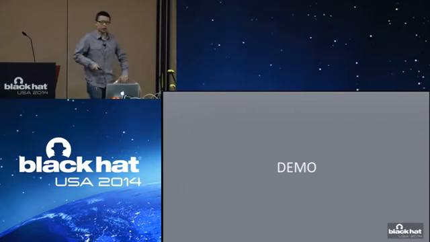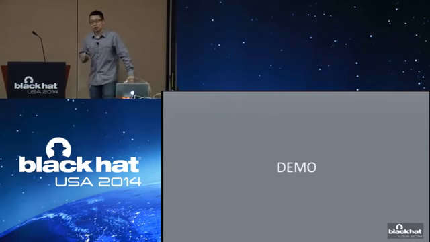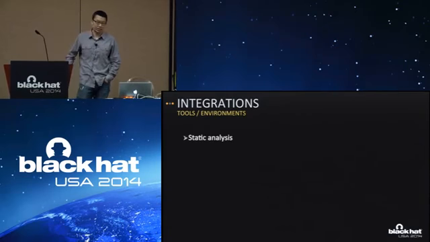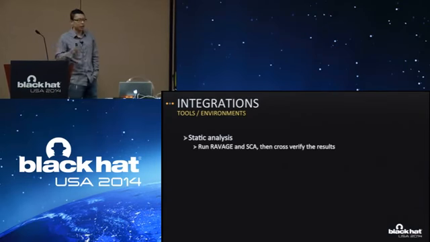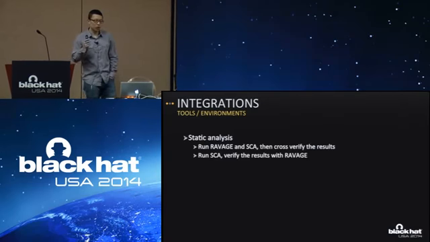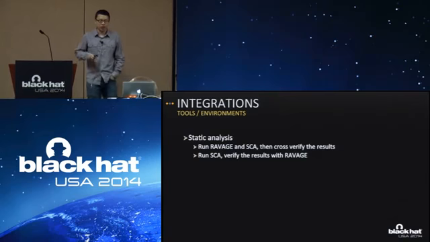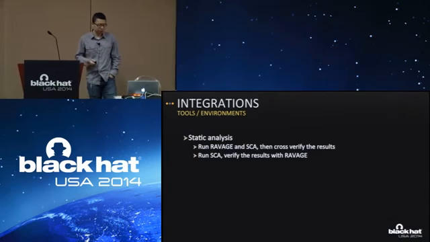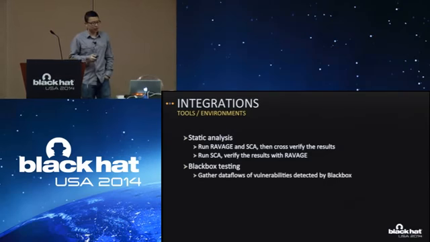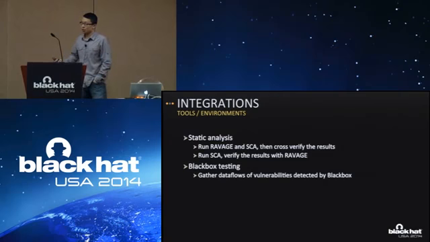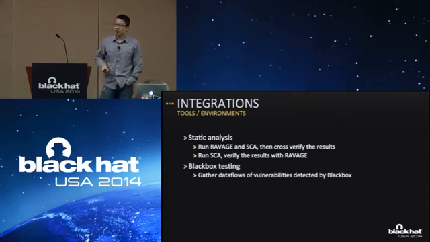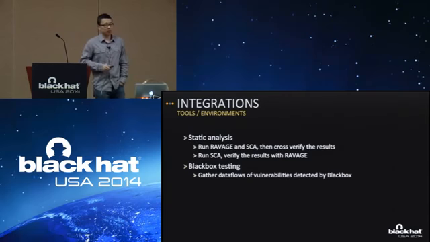And I'm going to talk about, most importantly, how you can use Ravage for a product in your company. So if you have other tools already, say static analysis, great. Don't abandon it. We can run Ravage and SAST and cross-verify the results. Or you can use Ravage to verify the results of SAST and see if that works. In the meantime, if you also have black box tools, you can use the black box tool to drive Ravage to run, as I did, and also use Ravage to get the data flow of the vulnerabilities detected by the black box tool.